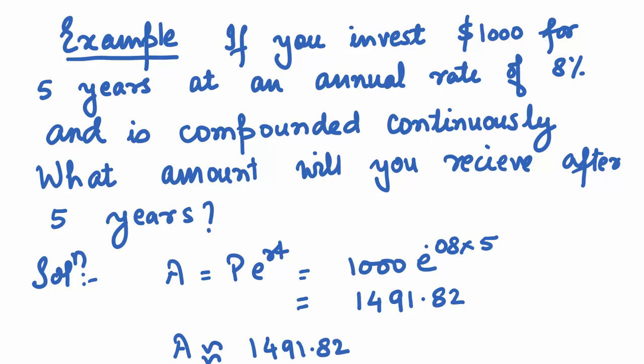So we'll use the above formula. A = P e^(rt). Our P is nothing but 1000. We are given the rate of interest as 8%. We divide it by 100. We write r as 0.08, and our time t is nothing but 5 years. You will get the amount as approximately 1491.82.